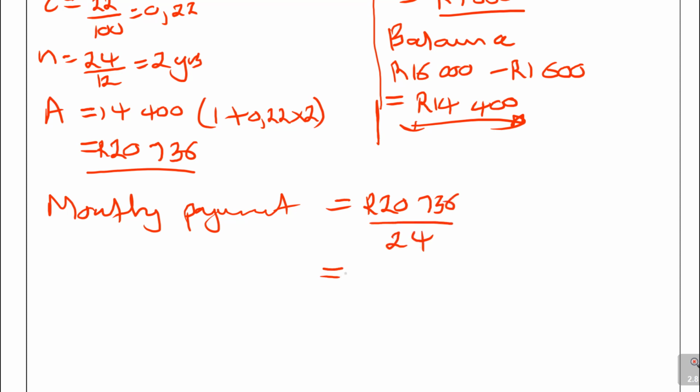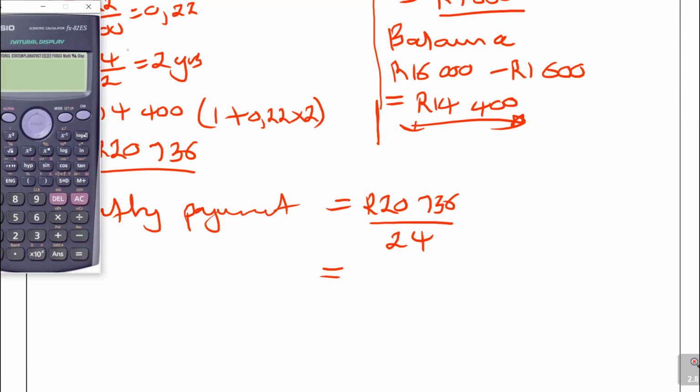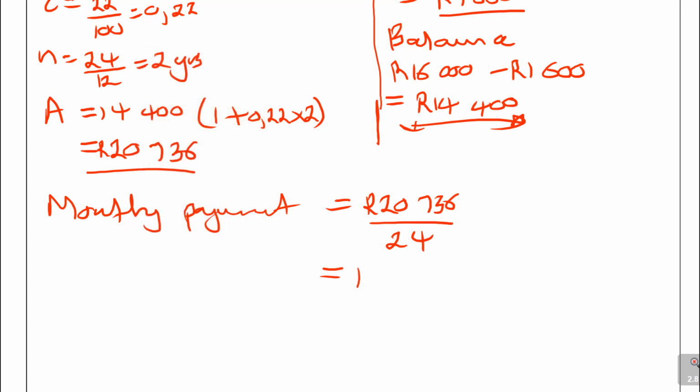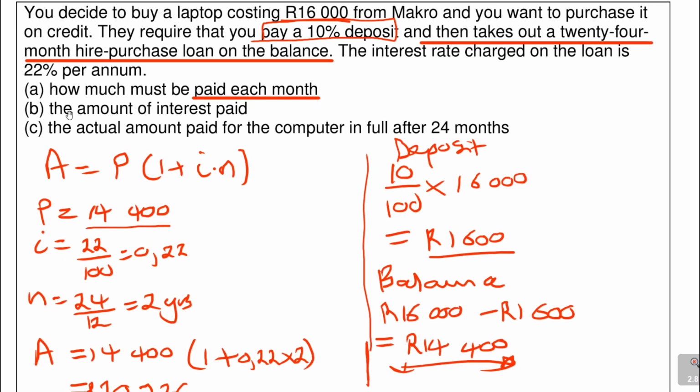Now we don't say 2 years because we want to know per month. How much are you going to pay per month? And then when you do that, it will be 20,736 over 24. It will tell us how much you pay, 864. So per month you'll be paying 864. Do you see that? For 24 months.